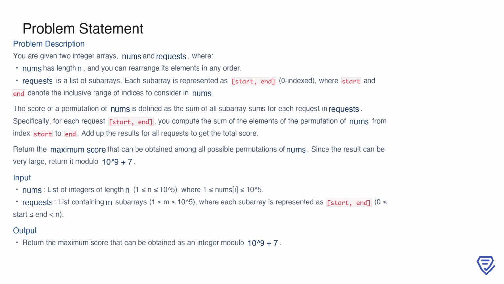Your goal is to find the maximum possible score among all permutations of nums. Since the result might be very large, you will return the score modulo 10 to the power of 9 plus 7. The input constraints make this problem challenging, as both the length of nums and the number of requests can go up to 10 to the power of 5. This means we need an efficient solution to handle these potentially large inputs.